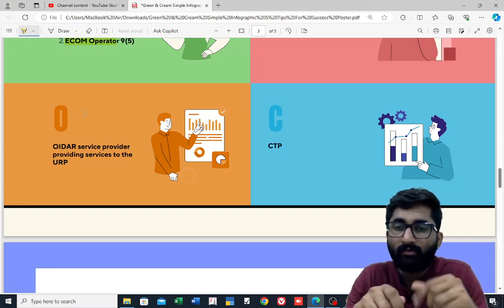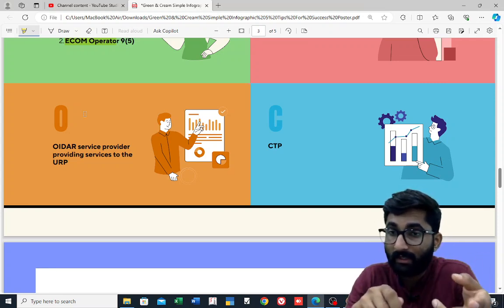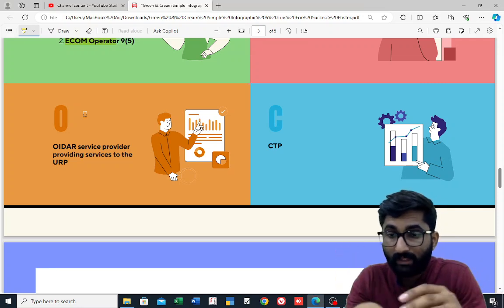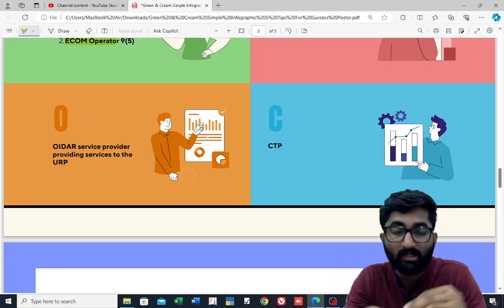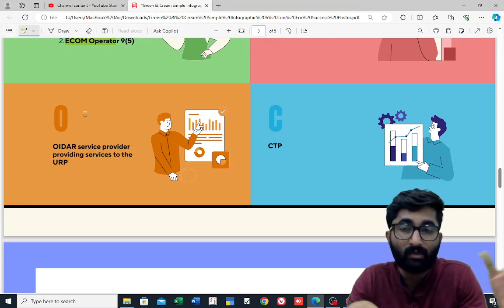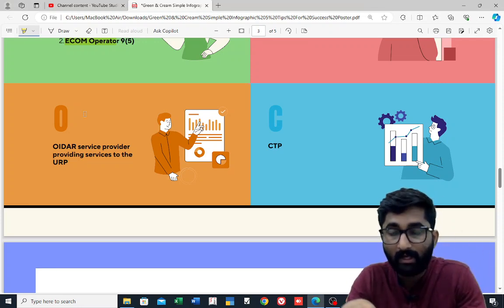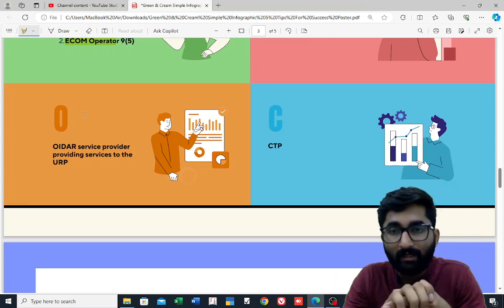If they go for forward charge mechanism, then the person who is taking the service has to pay it to the OIDAR provider who is outside India, and it is very difficult to make a person outside India pay tax to the government. That's why FCM is not there.